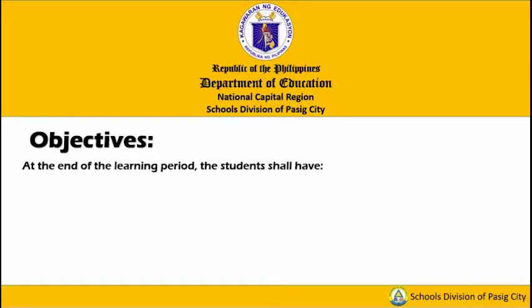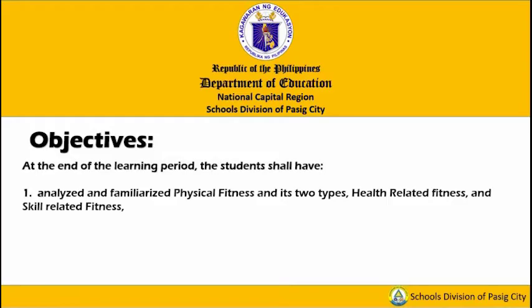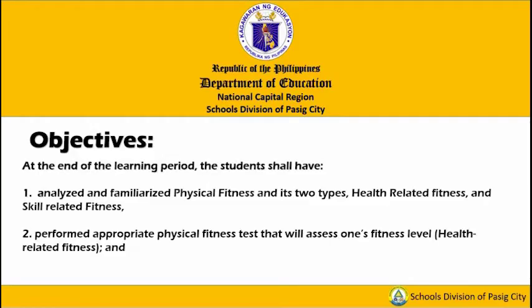At the end of the learning period, the student shall have analyzed and familiarized physical fitness and its two types, health-related fitness and skill-related fitness. Perform appropriate physical fitness tests that will assess one's fitness level and monitor periodically one's progress toward the fitness goals.